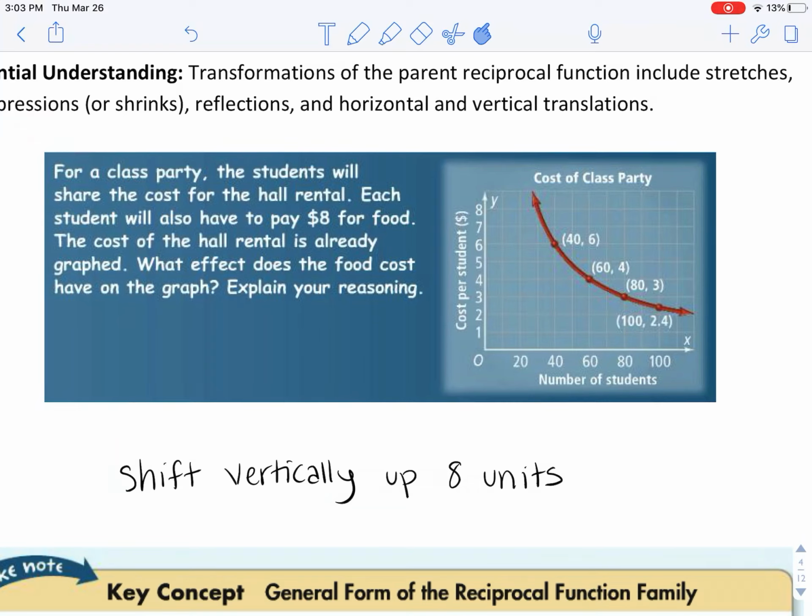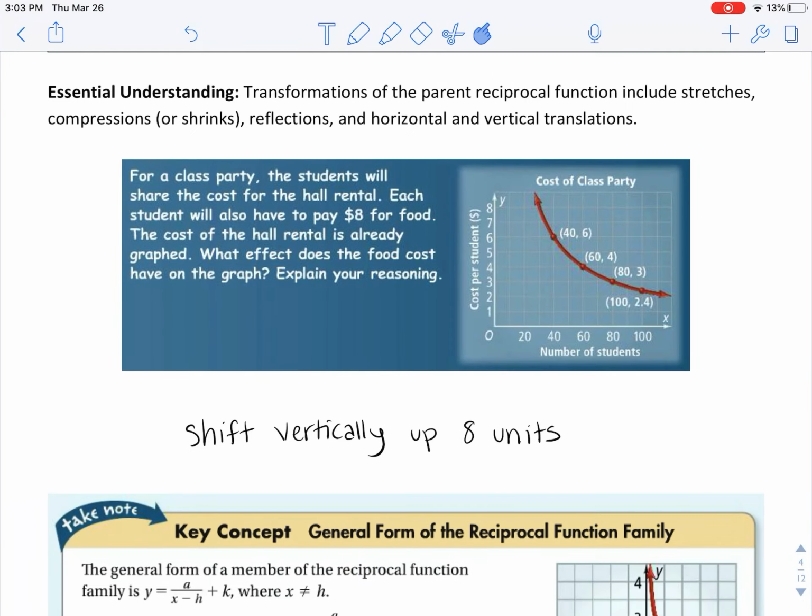So this would be a shift up 8 units to take into account the $8 for food that every student needs to pay.